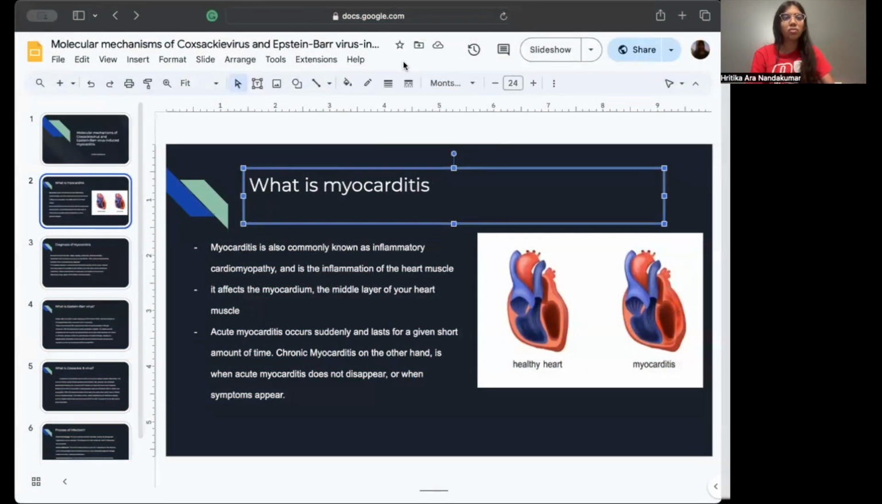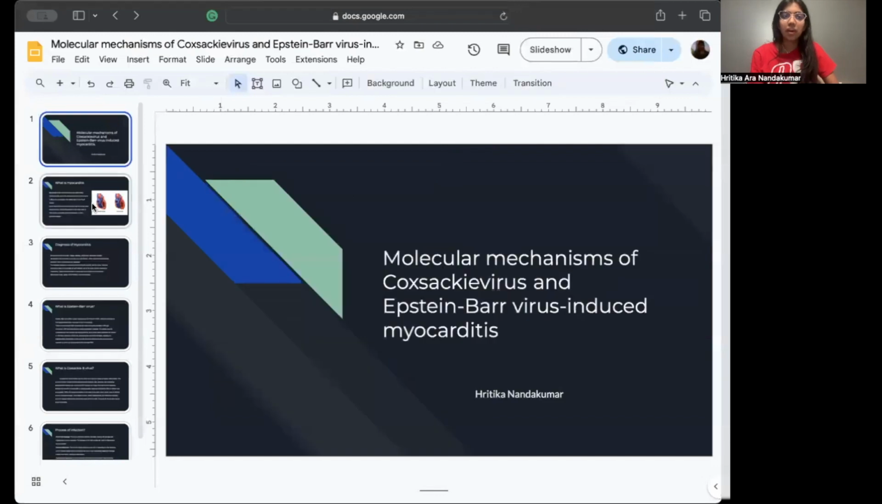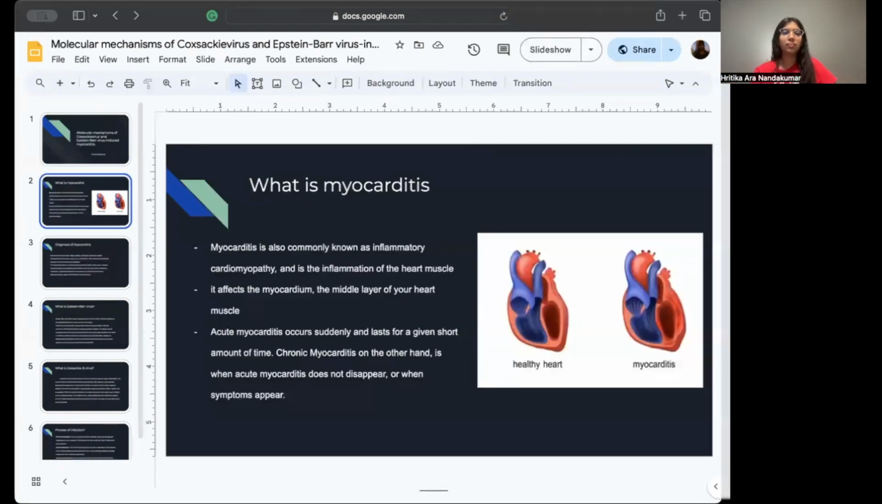I'm currently from Georgia, and my mentor for this project is Mike Thorson, and today I will be presenting my research project about molecular mechanisms of Coxsackie and Epstein-Barr virus induced myocarditis.